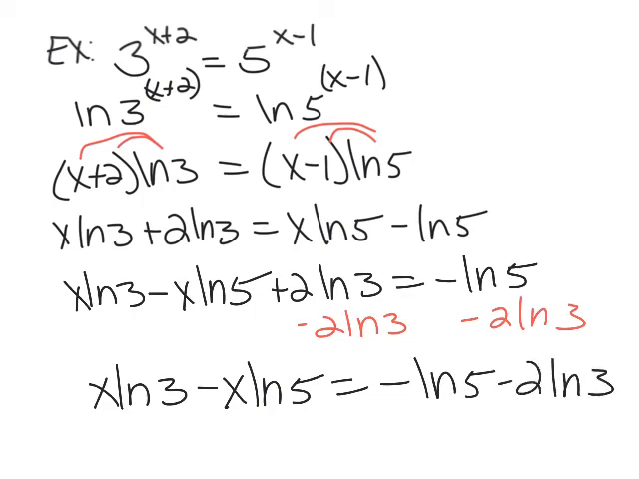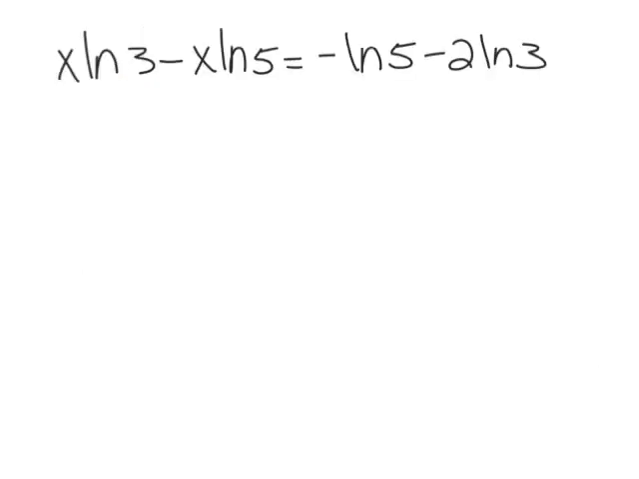All right, so let's talk about where we go from here. So here we have our equation. Again, it's a first degree equation. I've got two x's here. I really need to get it to a single x variable, and then I can solve. So I can't really combine like terms because I can't add natural log of 3 to natural log of 5.